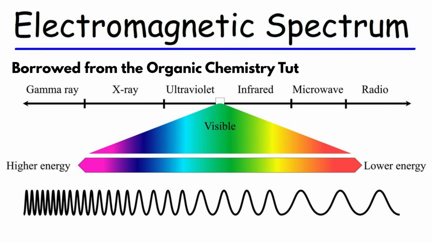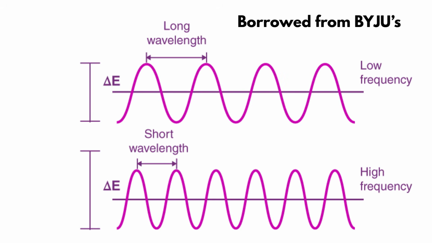NASA summarizes it as electromagnetic energy that travels in waves and spans from very long radio waves to very short waves like gamma rays. In a vacuum, all electromagnetic waves travel at the same constant speed, the speed of light. Differences across the spectrum come from changes in wavelength and frequency, not speed.